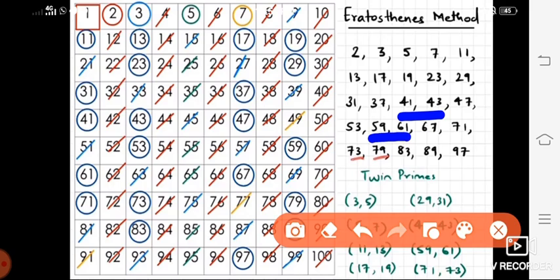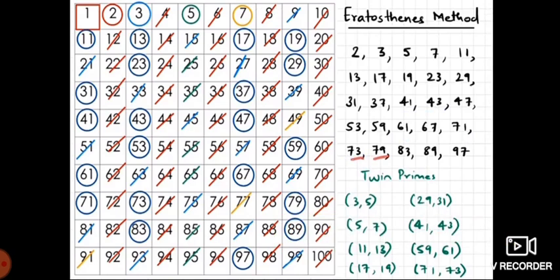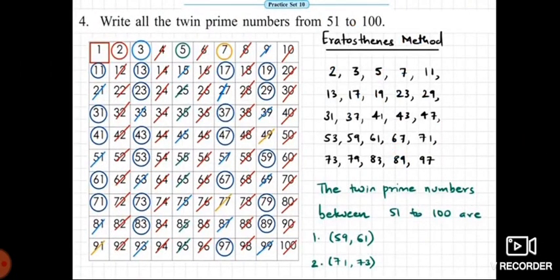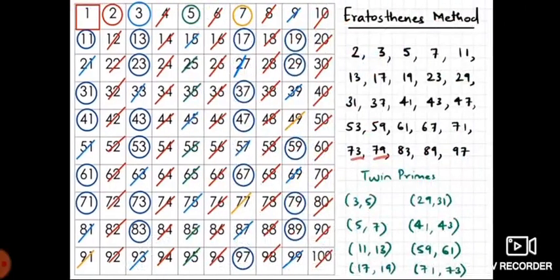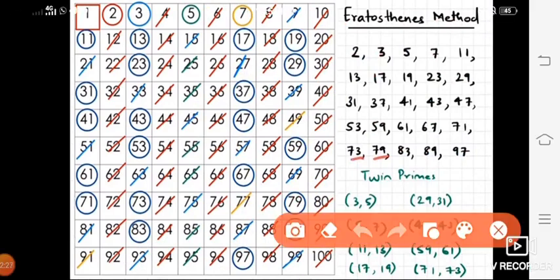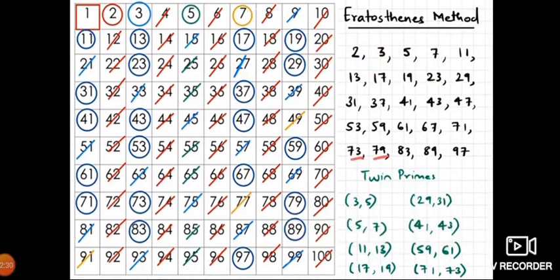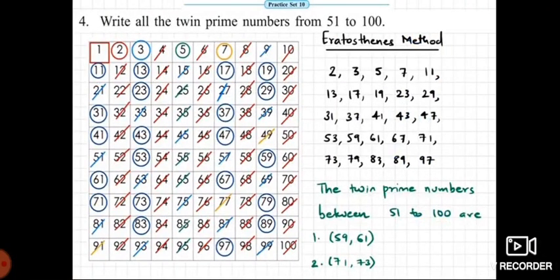Next, no. 71 and 67, no. So the next one, what will it be? 73 and 71. Yes or no? So here in green pen, we have written the twin prime pairs. But what are they asking us, children? They are asking us to write the twin prime pairs from 51 to 100 only. So if you see, these are the previous ones. The first 1, 2, 3, 4, 5, 6 pairs are less than 50. The last two pairs are greater than 51. So students, only the last two pairs will be the answer.